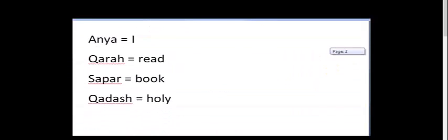All right. When you come down here, you have Anya, Qara, which is read, Sapar, which is book, and Qadash, which is holy. And this word here is also a Qua, a Ra, and an A. All right. So that's how you would read it, Qua Ra A, which is really Qara. All right. Now, when you would say you want to read the Holy Bible, let me write it down here. You would say Anya Ra'a.